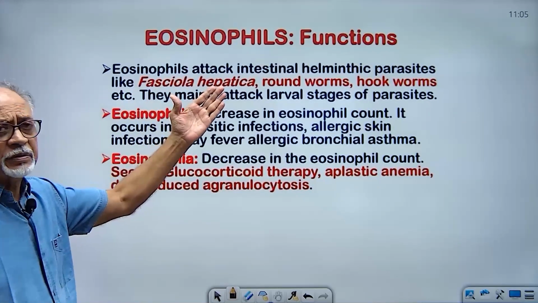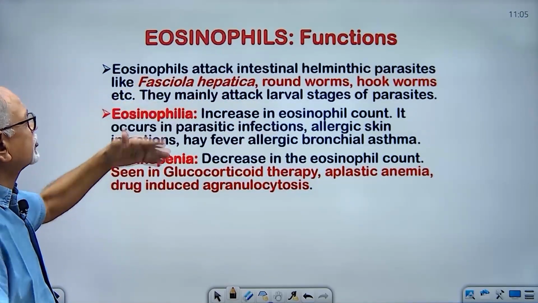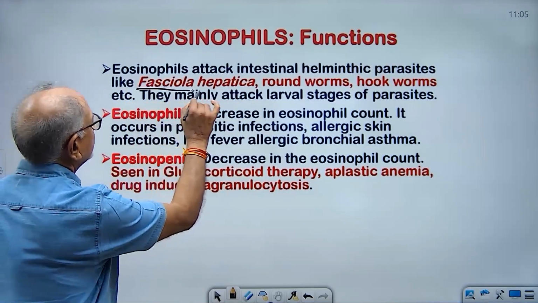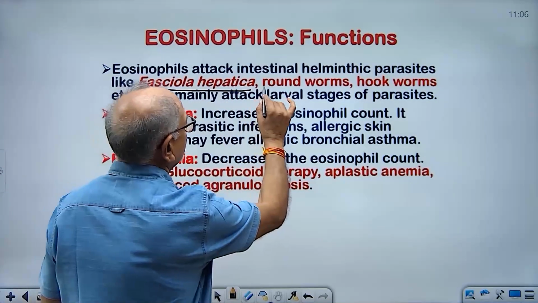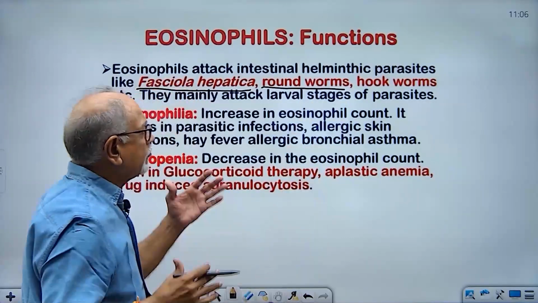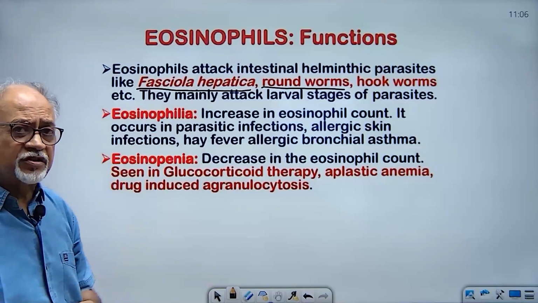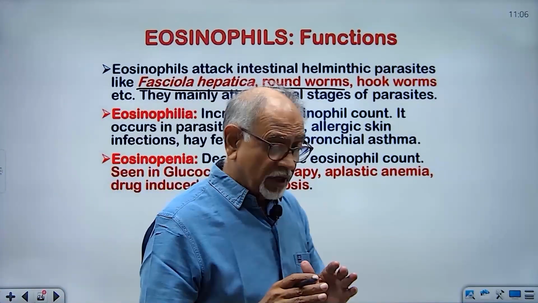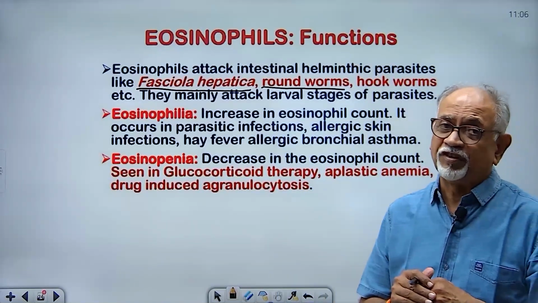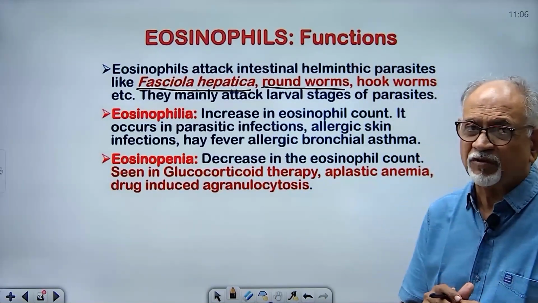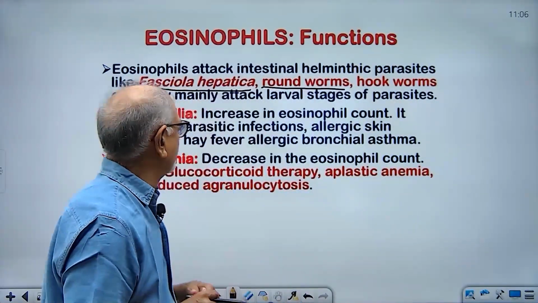Now, eosinophils attack the intestinal helminthic parasites, especially Fasciola hepatica, roundworms which are present, hookworms. They may attack the larval stage of parasites. You know, the toxic proteins of eosinophils especially attack the larval stage of the parasite, which are more susceptible to these chemicals.